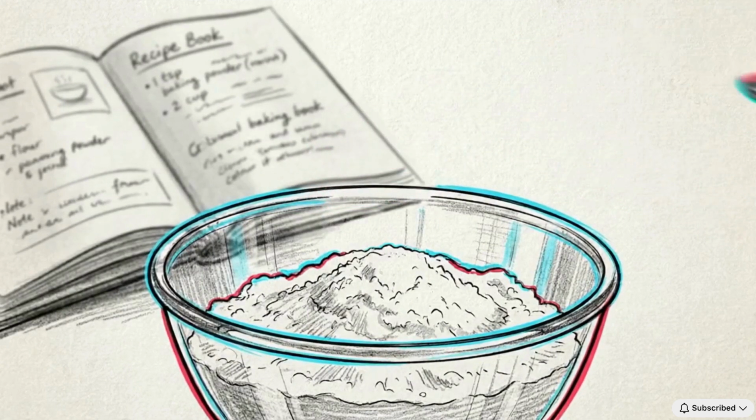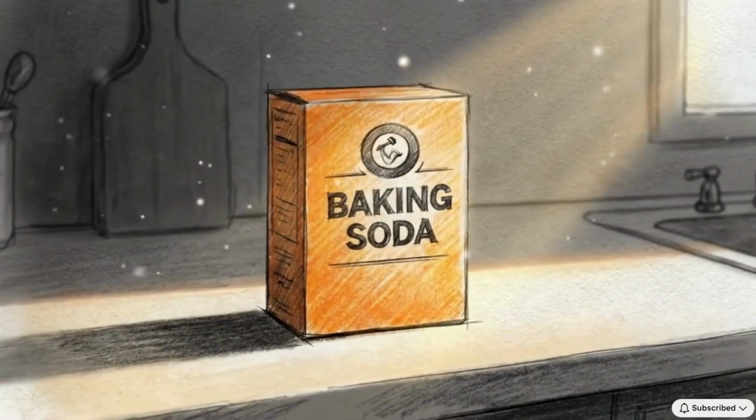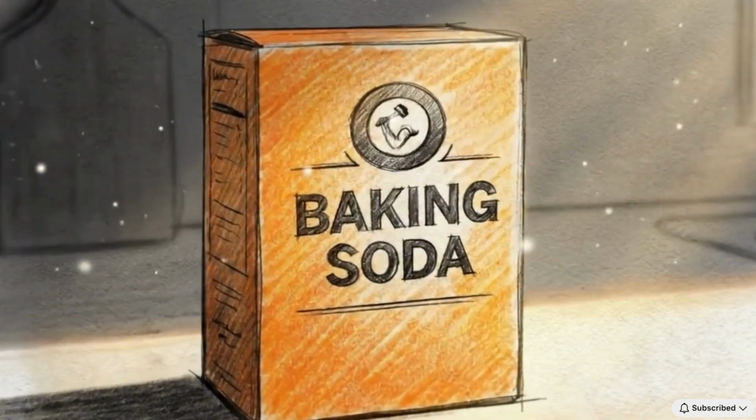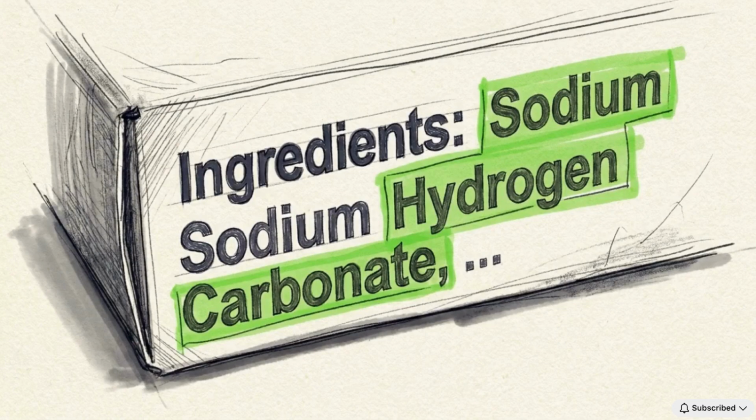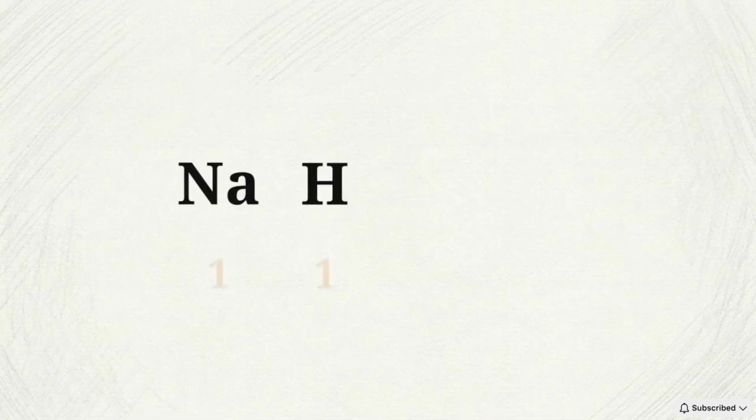Now let's go back to that kitchen counter and look at the most complex label from earlier, the baking soda. If you look at the ingredients, you'll see its official name, sodium bicarbonate. We can break this down piece by piece. Sodium and hydrogen both have a matching power of 1. Together, they provide a combined power of 2.